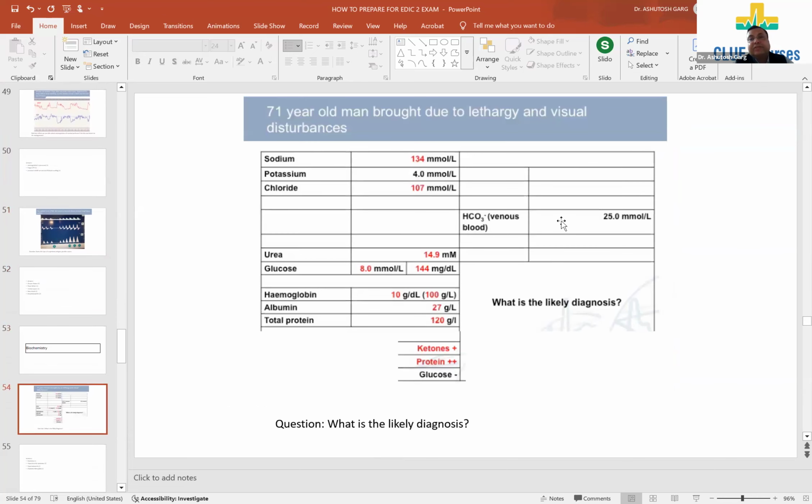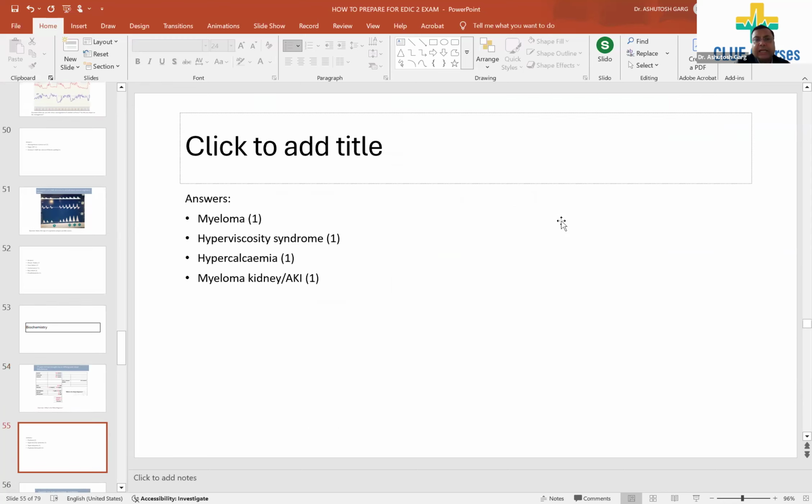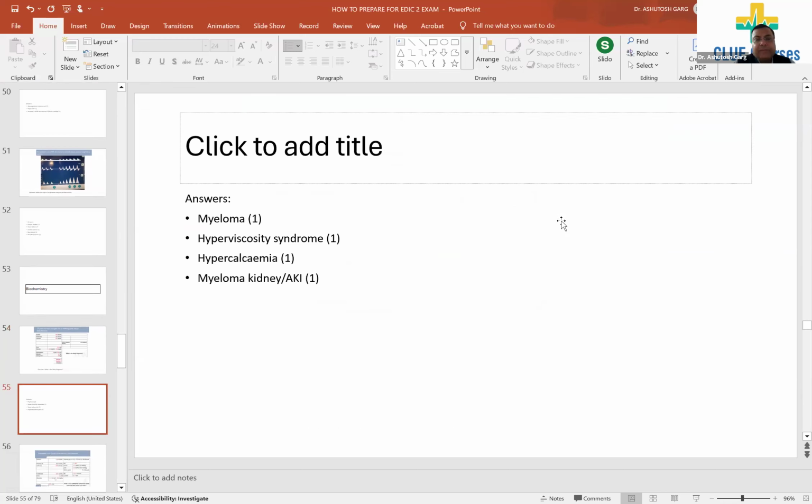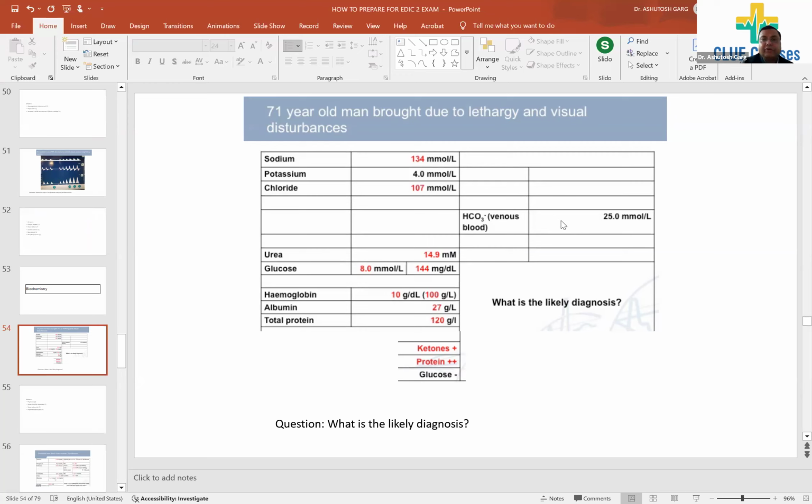Biochemistry, they give you this 70-year-old man brought to ICU with lethargy and visual disturbances. What is the likely diagnosis? So in this case, you have ketone plus, protein plus plus. What is your likely diagnosis? So it's multiple myeloma, hyperviscosity syndrome, hypercalcemia, myeloma kidney. So these are the differential diagnoses for this scenario.